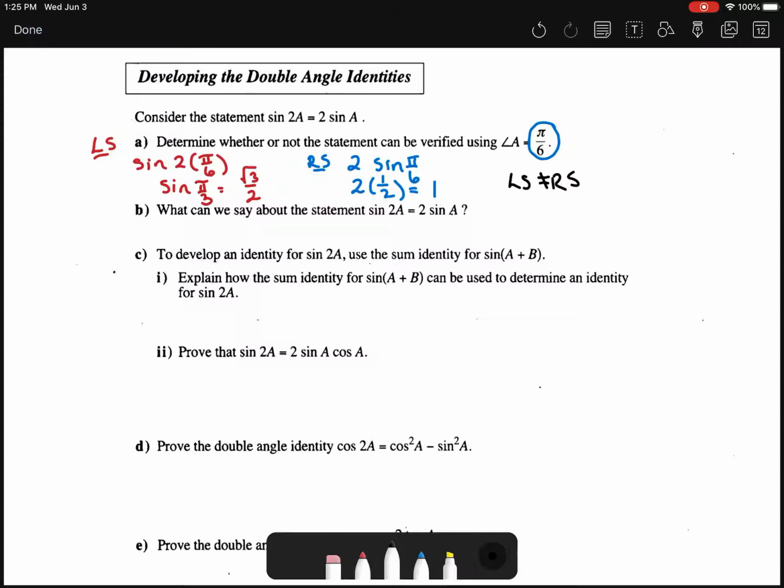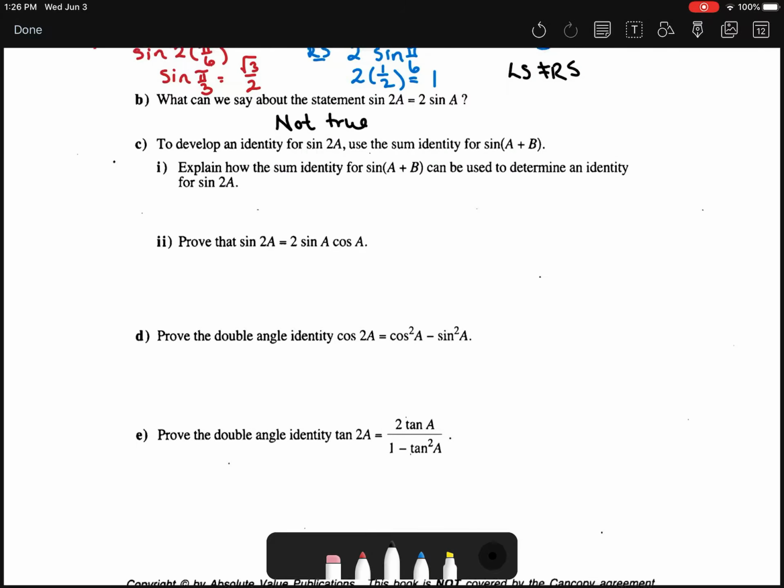So when it says, what can we say about the statement sine of 2a equaling 2 sine of a? All that we say is that it's not true or it cannot be verified, however you prefer to word that.